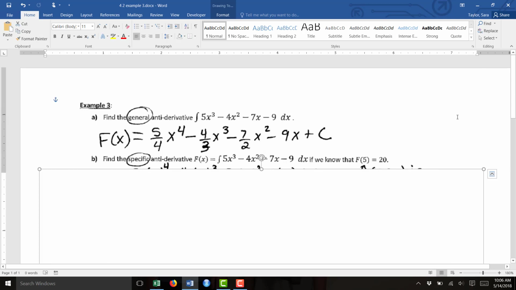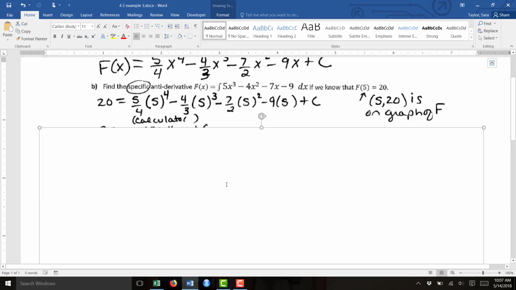Next, it asks us to find a specific antiderivative of that same function if we know that F of 5 equals 20. Notice that's capital F of 5 equals 20. And over here, they defined for us that we're finding a specific antiderivative, capital F of x. So this added piece of information is telling us a point on the antiderivative function. In part A, we'd already found the general antiderivative. Now we can say that when x is equal to 5, the y is equal to 20. So I take that general antiderivative function, I let x be 5, while at the same time letting the y equal 20, and then solve for c.